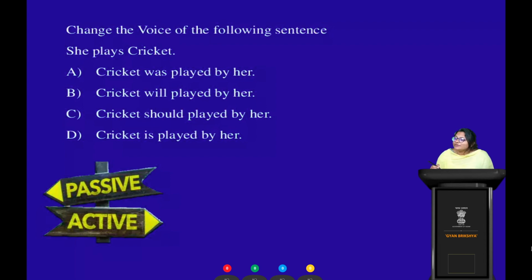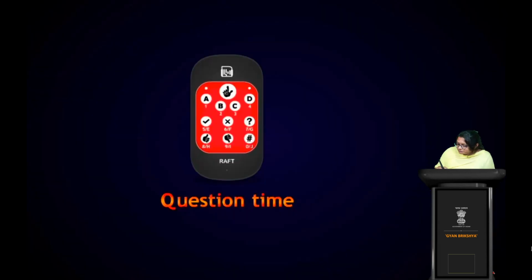The correct response is option D: cricket is played by her. She plays cricket, present tense. So cricket is played by her. Clear?